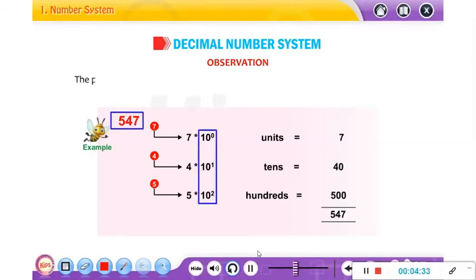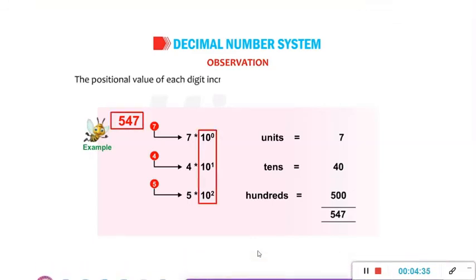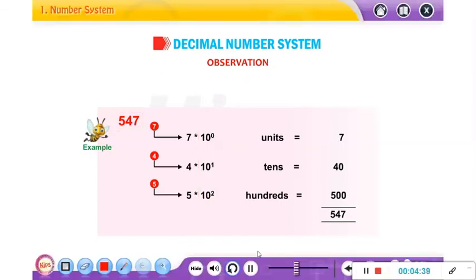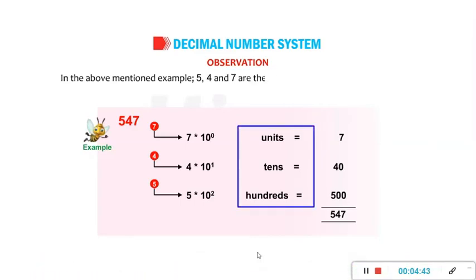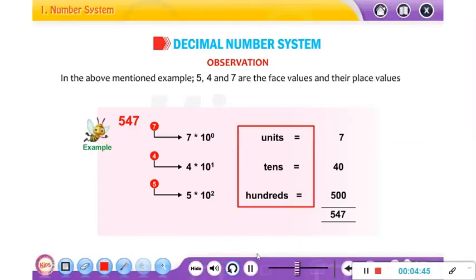So what is the observation? The positional value of each digit increases tenfold as we move from right to left. In the above mentioned example, 5, 4 and 7 are the face values and their place values are hundreds, tens and units respectively.